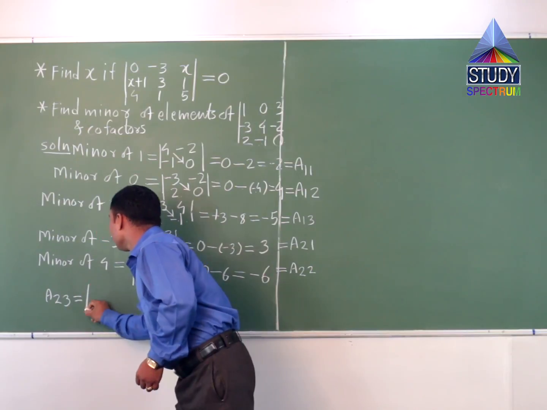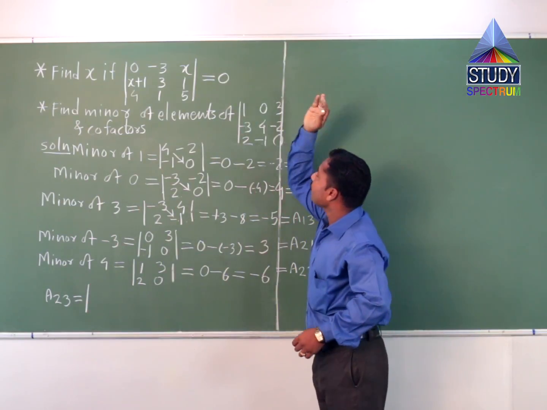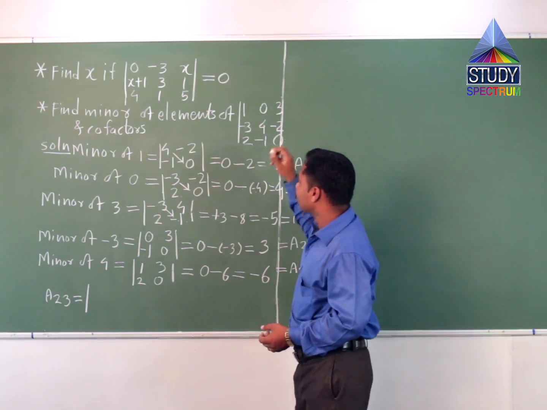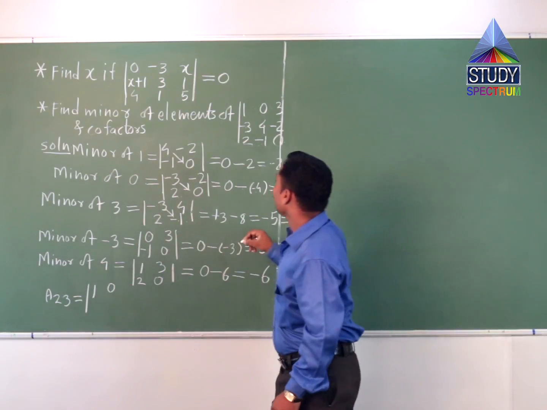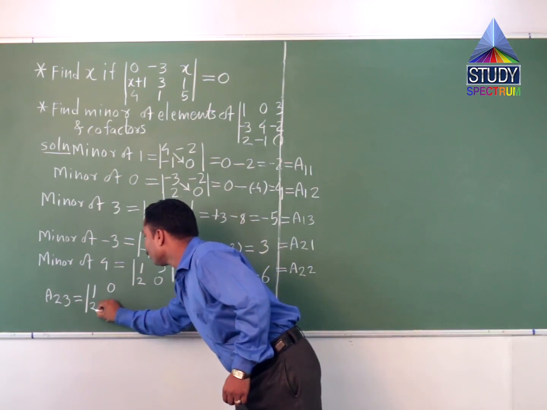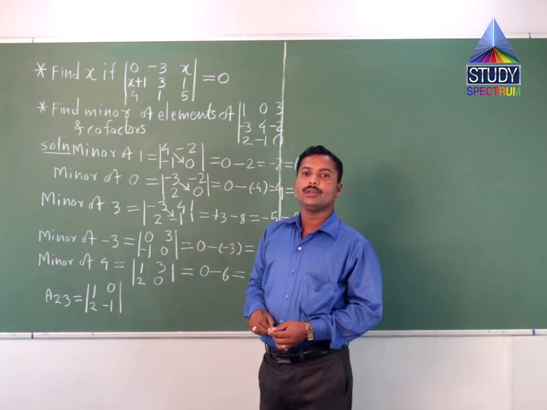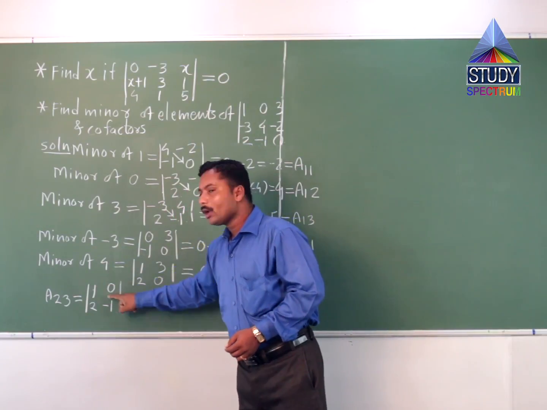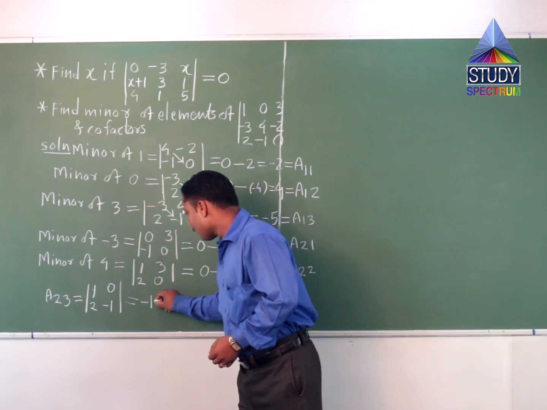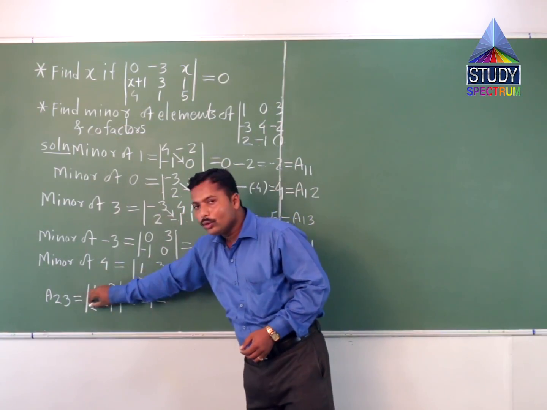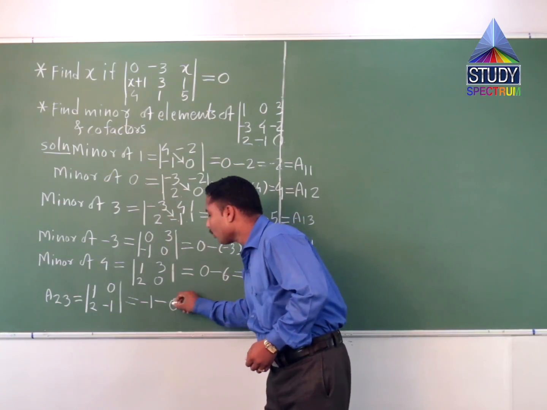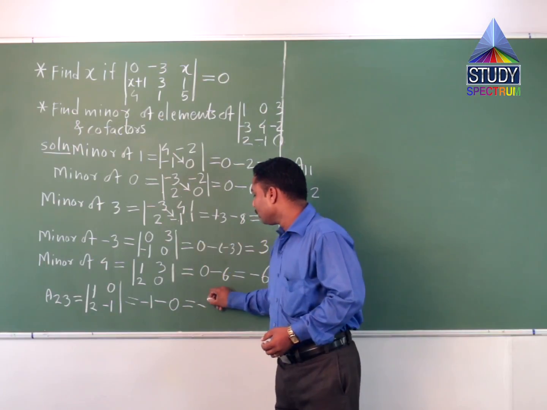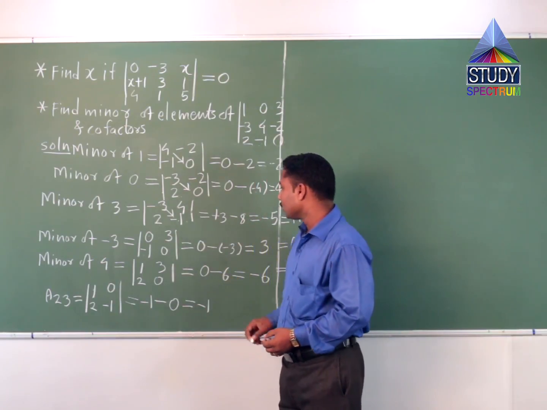A23 equals what? Delete the row and column passing through that number. So what we get? 1, 0, 2, minus 1. This number into this number means 1 into minus 1, minus 1, minus 0 into 2, 0, equals minus 1, because minus 1 minus 0 means minus 1.